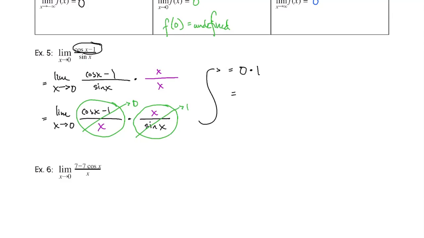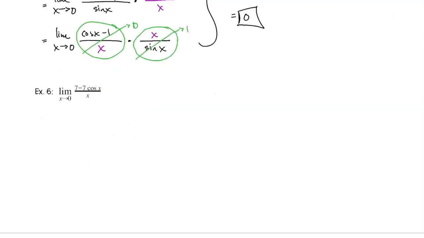And just because it's Monday morning, let's make sure we all know 0 times 1 is going to give us 0. Okay. And so if you were to type in cosine x minus 1 over sine x, and you looked at the graph as it got really close to x equals 0, you would see it gets close to a y value of 0 as well. Okay. Let's try the next one.